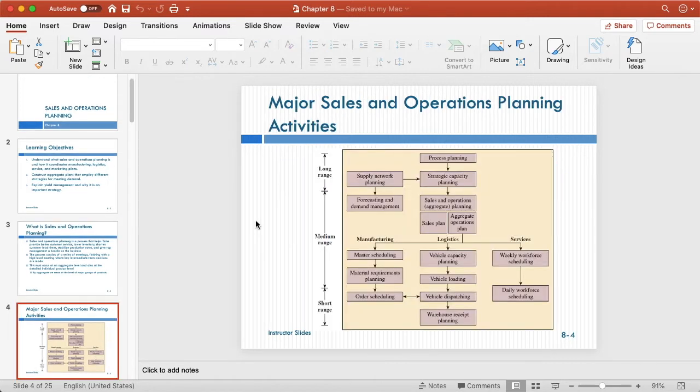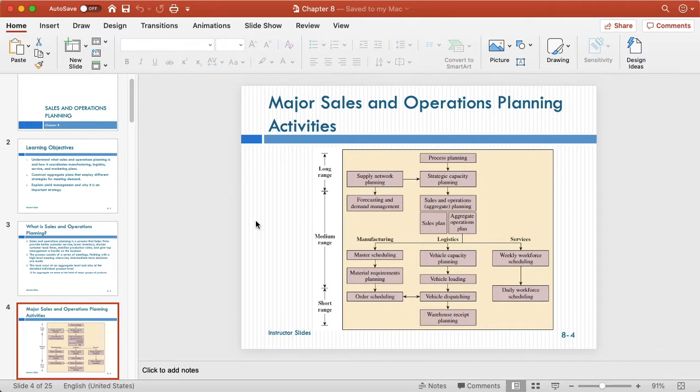Now we come to this chart. It shows some major operations activities within the operations process. You can see we have long-range, medium-range, and short-range major operations activities.